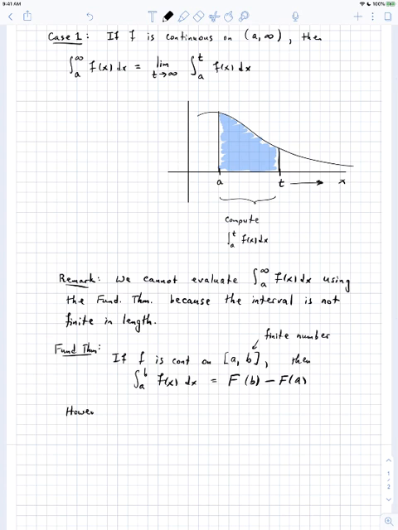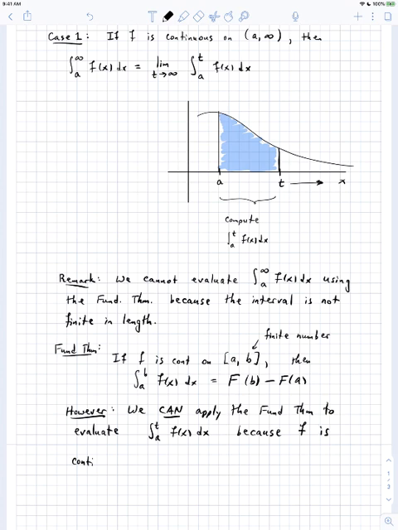However, we can apply the fundamental theorem to evaluate the integral from a to t of f of x dx, because f is continuous on the interval from a to t, and here t is a finite number.